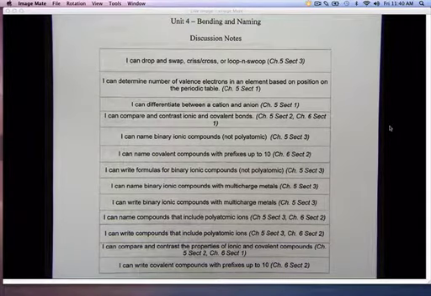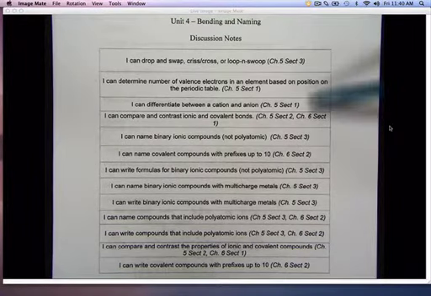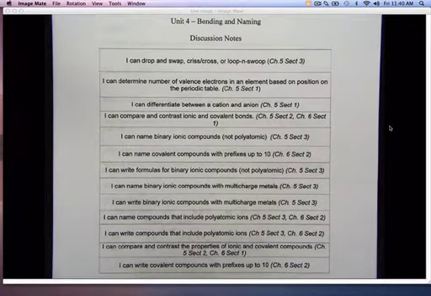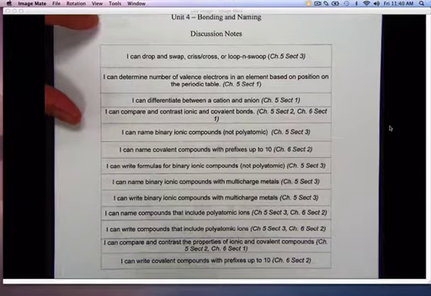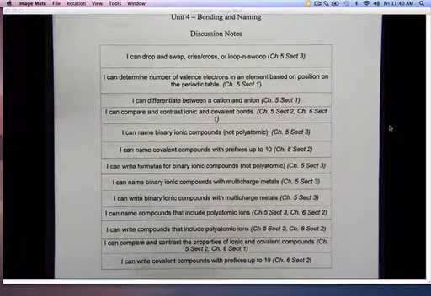New unit, unit 4, bonding and naming. Here are your objectives, and here is where you can find them in the book. So if you need extra help, feel free to look those up. All right, so we're going to go through this in parts, and hopefully it all makes sense in the end.